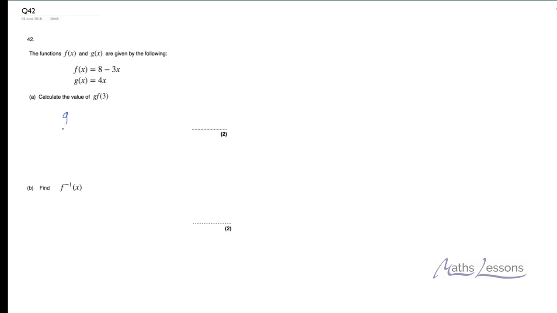Now the way to think of this is g of f of 3. So you've got to do f of 3 first. So f of 3 is equal to 8 minus 3 times 3, which equals minus 1. And now we need to do g of minus 1, because that's g of f of 3. f of 3 is minus 1. And that equals 4 times minus 1, so we get minus 4.